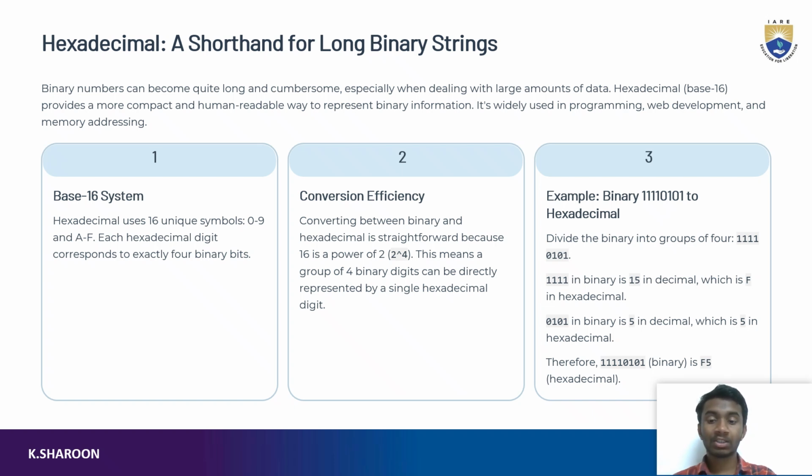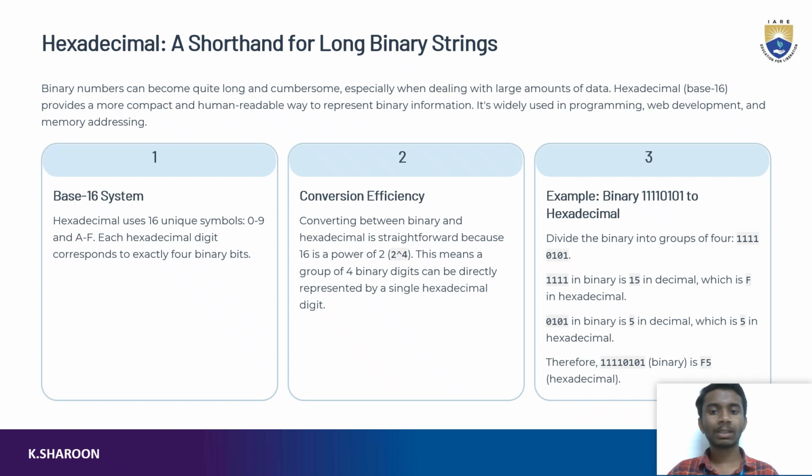In the base 16 system, hexadecimal uses 16 unique symbols, that are 0 to 9 and A to F. Each hexadecimal digit corresponds to exactly 4 binary bits. Conversion efficiency.